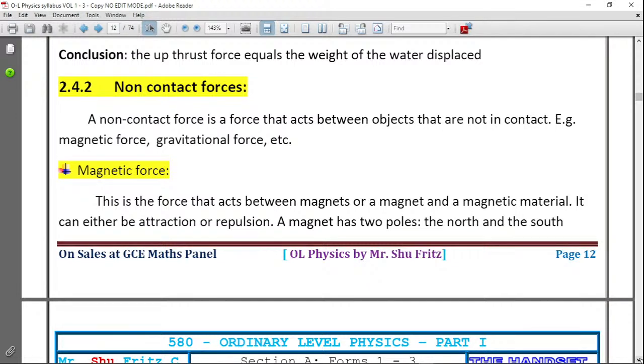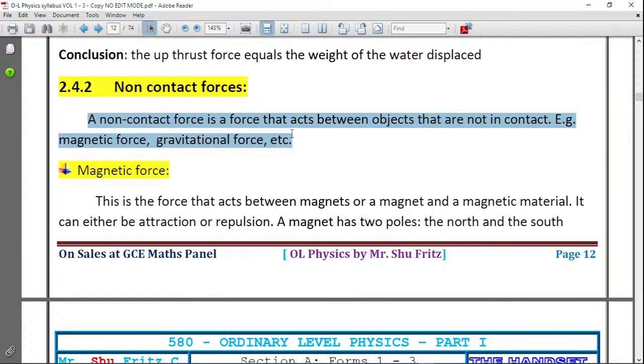Then for non-contact forces: a non-contact force is a force that acts between objects that are not in contact.